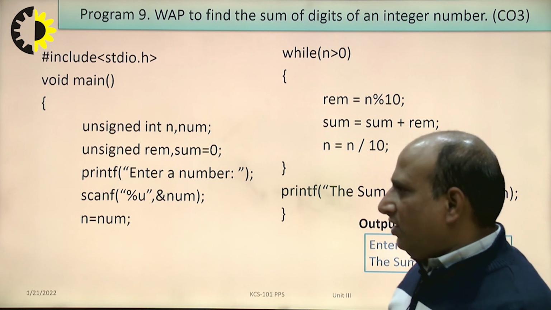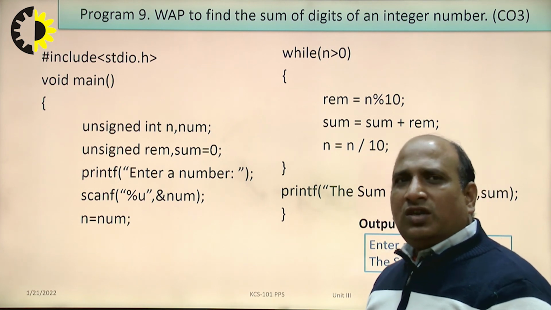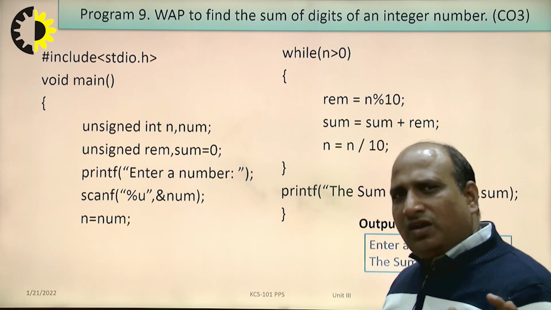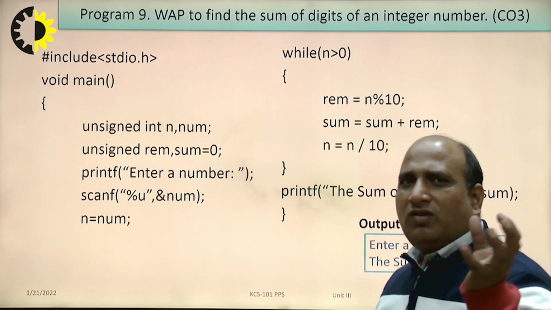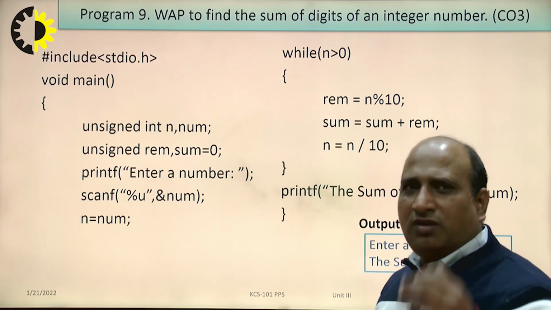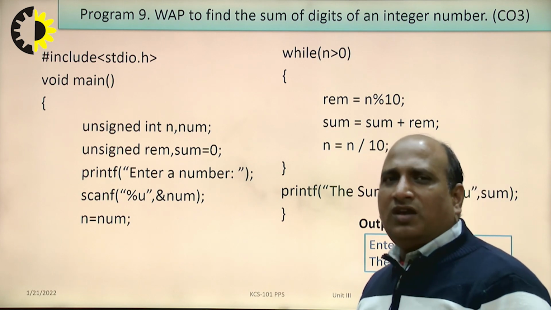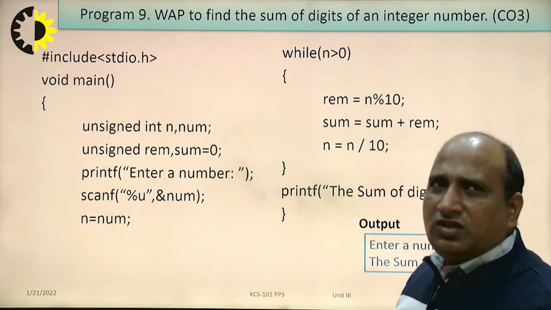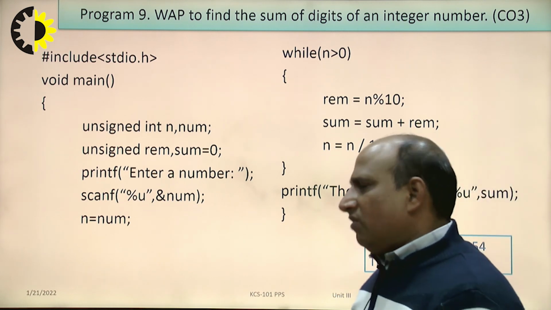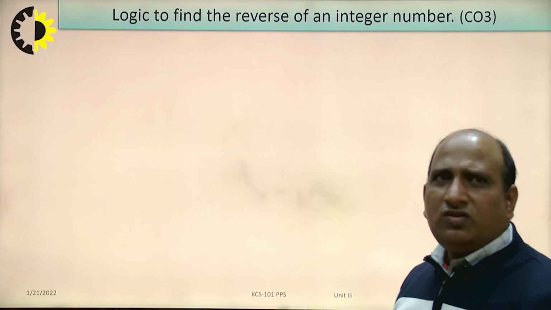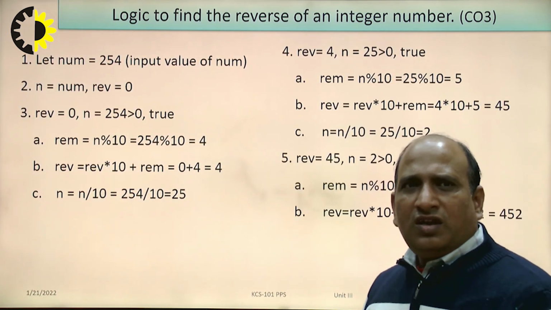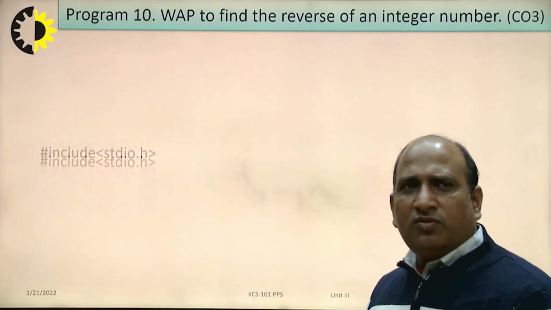This way we can use this logic to extract a digit, and add it to the sum variable that has been already initialized to 0. Now update the number, and this will keep on going until the number is greater than 0. This way we can find the sum of digits of a number. Now this is the logic to find the reverse of a number, and we will just move to the program part.